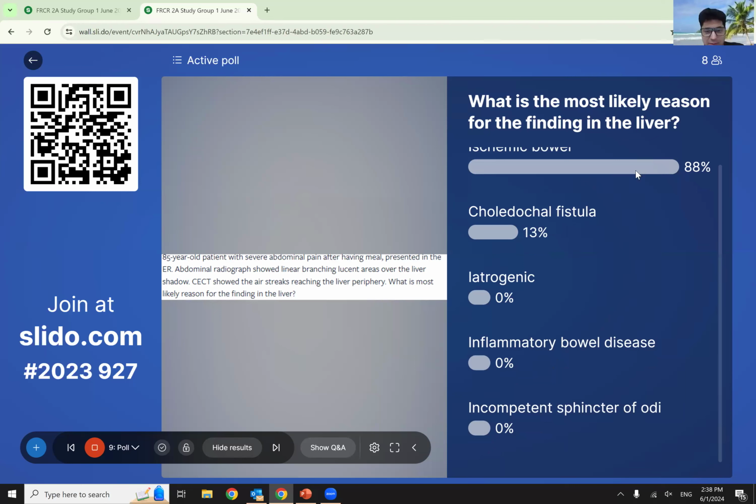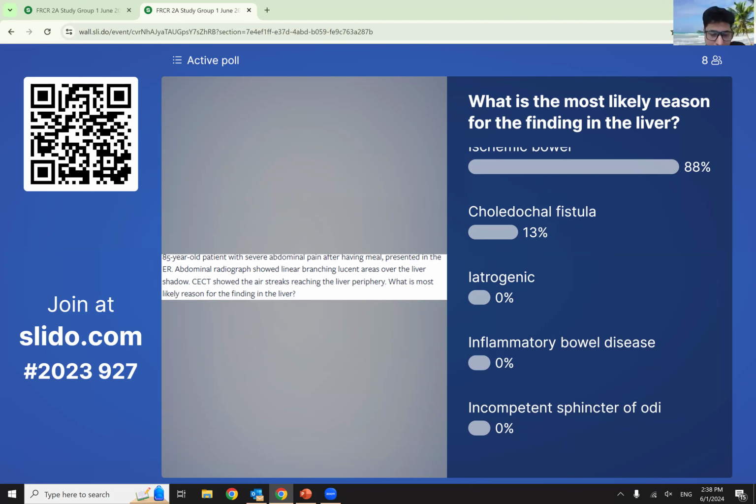This is an ischemic bowel case. The correct option is ischemic bowel, and well done, you all. Most of you picked up the correct option. Any questions?